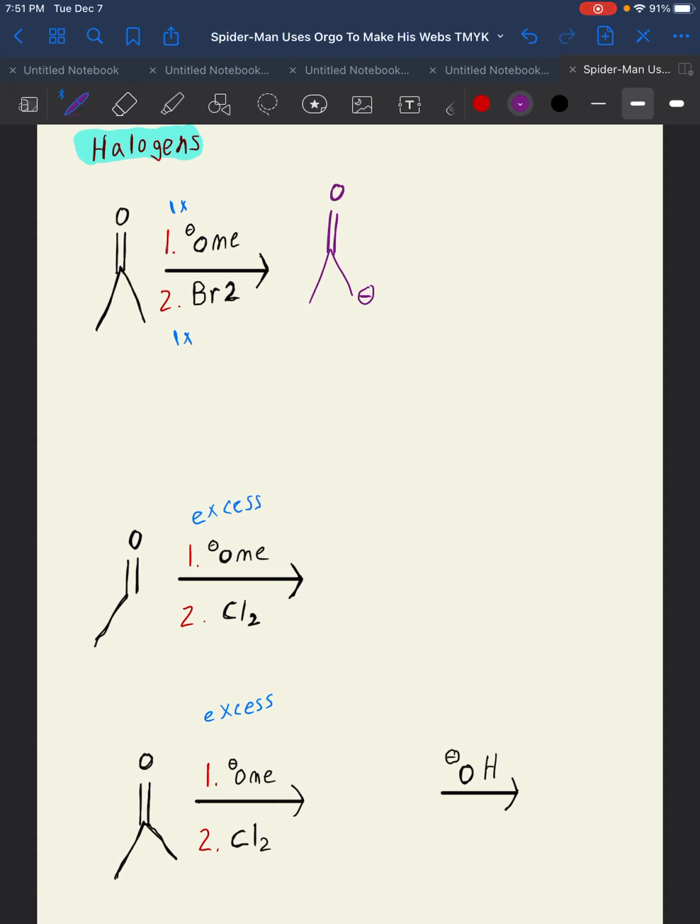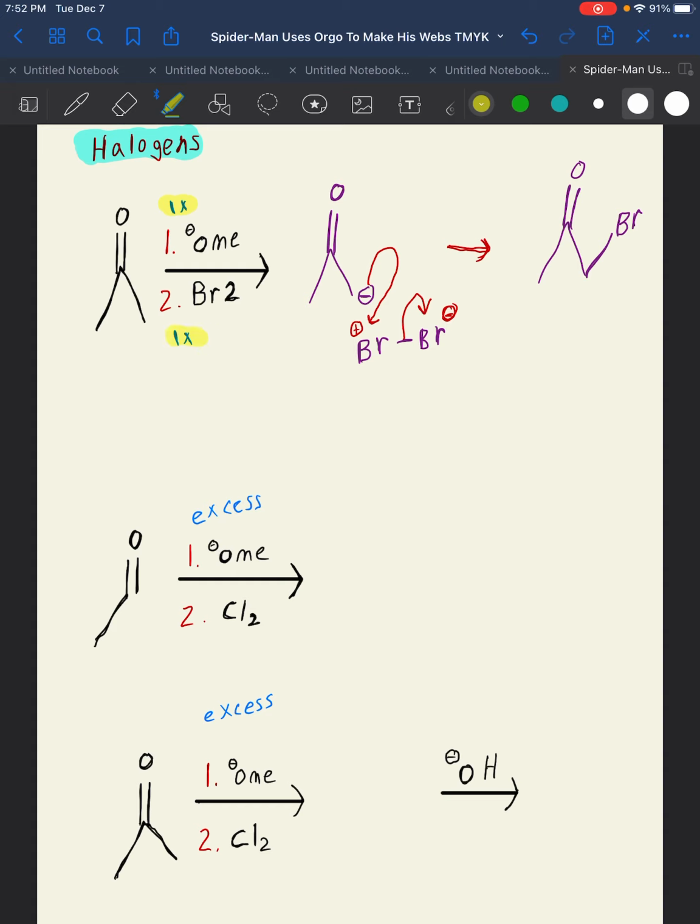Now do note that I only put 1 times OMe and 1 times Br2, because as you see in the next example, we now have excess OMe and we have excess Cl2. So what would this do? Since there's excess, it can continuously deprotonate the hydrogens, opening up the orbital continuously, allowing for as many hydrogens there are to be replaced with the halogens, which would then look like this right here. And that's when there's excess.